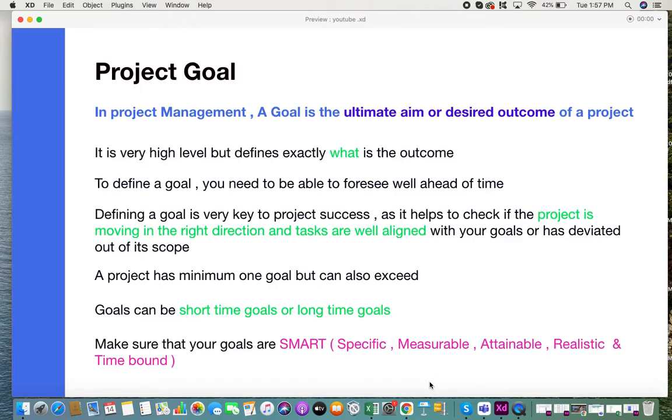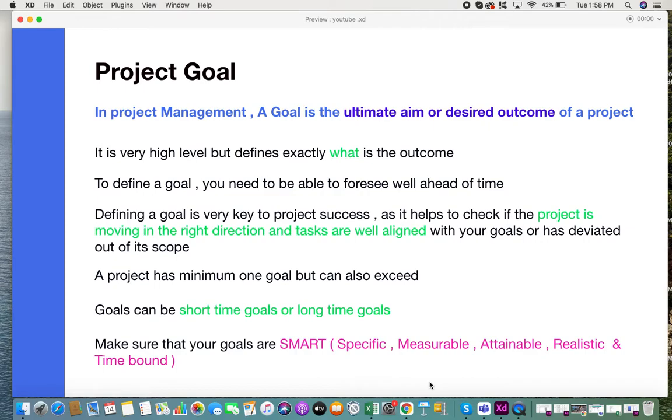When setting up a goal, as I said, you always need to make sure that your goals follow the SMART method. If you don't know what SMART is, it's basically specific, measurable, attainable, realistic, and time bound. If you need more information on SMART, you can click on the video link given in the description box, where I've mentioned more details about the SMART method. So always make sure that your goals are very smart.